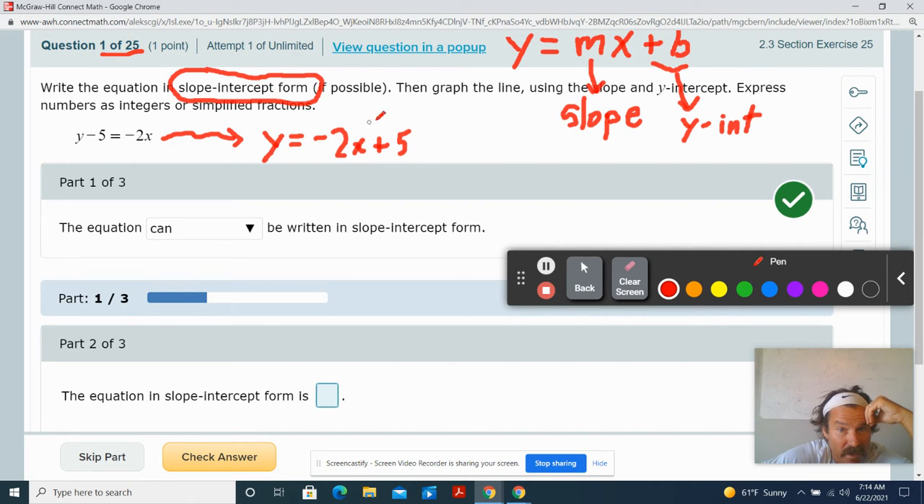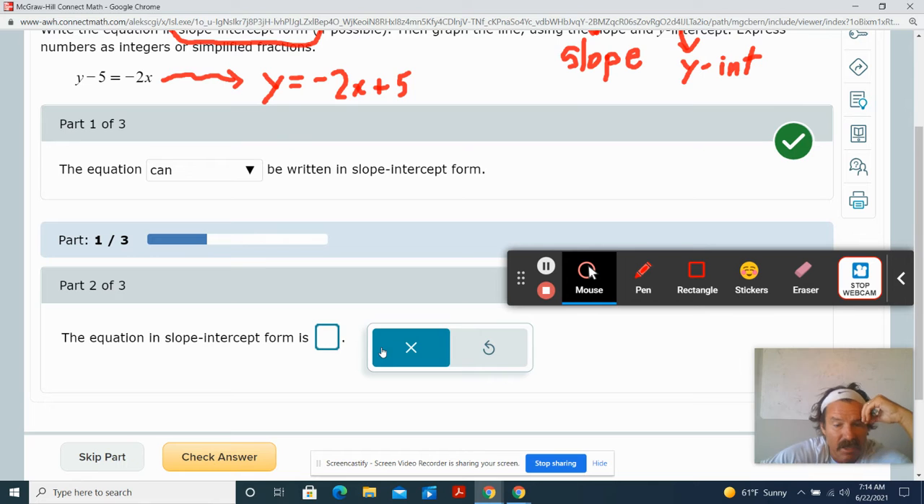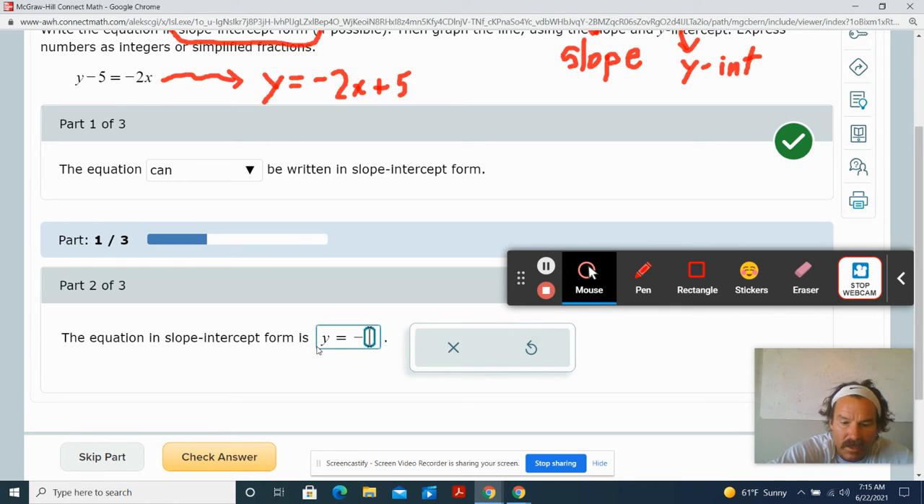Don't take the negative 2 and add 5 because these aren't like terms. So this is in the form y equals mx plus b. You just have to type that over here. There are no tools; when you click the box, you just use your keyboard. y equals negative 2x plus 5. Check your answer.